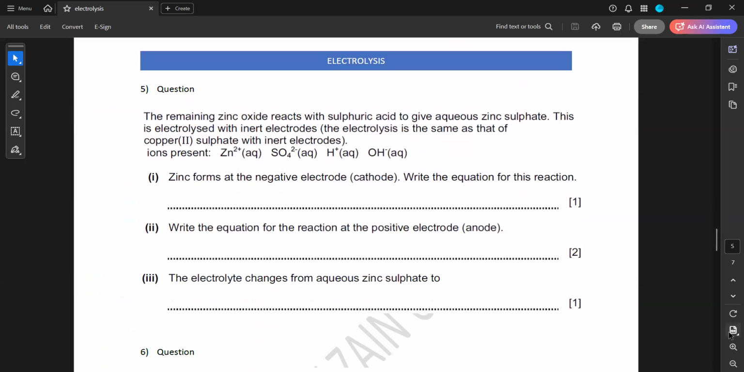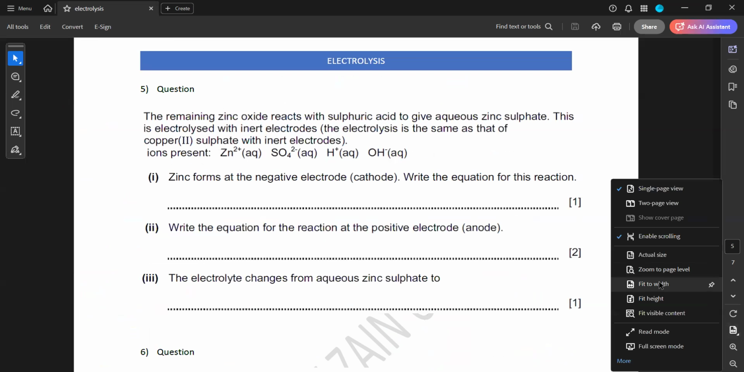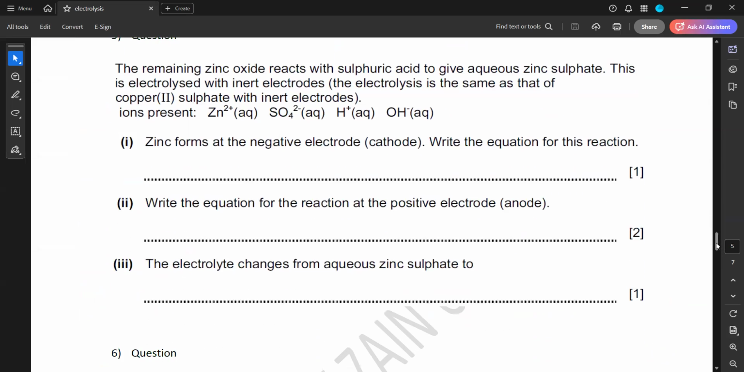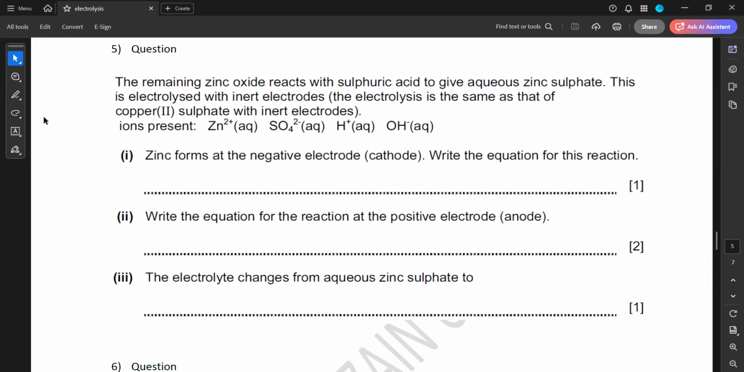The next is: the zinc oxide is reacted with sulfuric acid to give zinc sulfate. This is electrolyzed using inert electrodes, so it contains zinc, sulfate, hydrogen, and hydroxide. Zinc is formed at the negative electrode, the cathode, so we have to write the equation for zinc. Zinc 2 plus takes 2 electrons and forms a zinc atom.